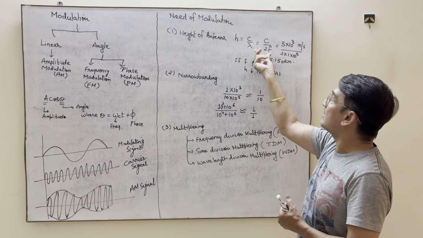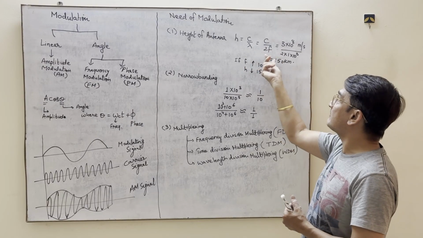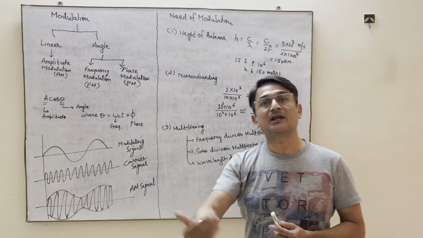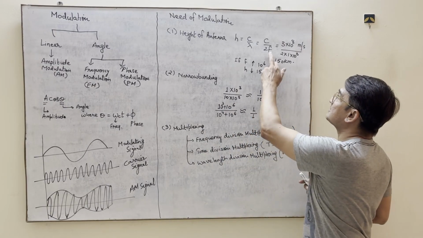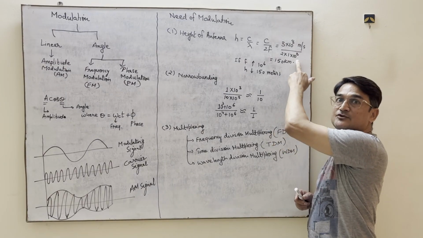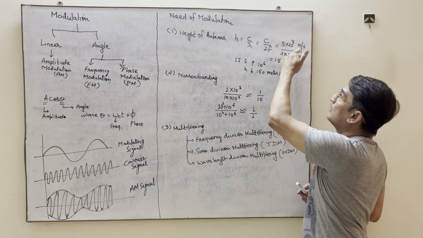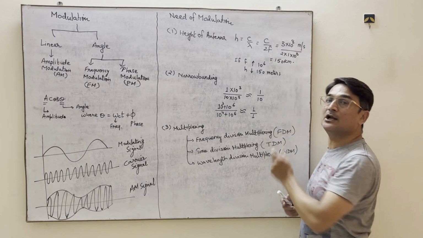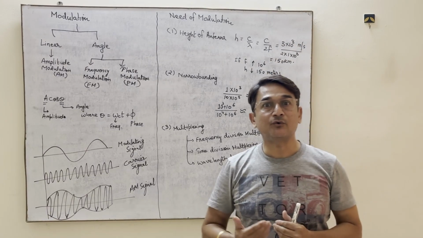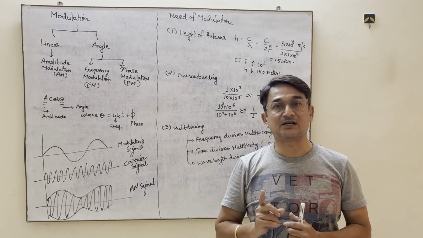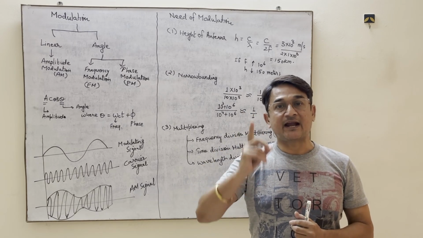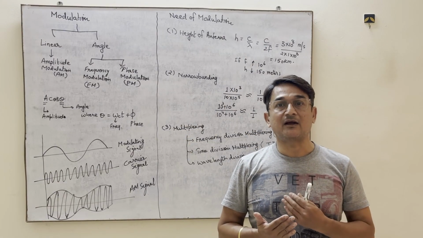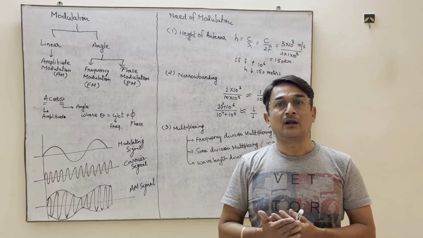So c by lambda can also be written as c by 2f, where f is the frequency of the transmitted signal. So let us say we want to transmit a 1 kilohertz frequency signal. So instead of f, I have written 1 into 10 raised to the power 3. So by calculating this, it will come out to be 150 into 10 raised to the power 3, or 150 kilometers. So that means if you want to transmit a 1 kilohertz frequency signal, you need to build an antenna of 150 kilometer height, which is not practical or not feasible.